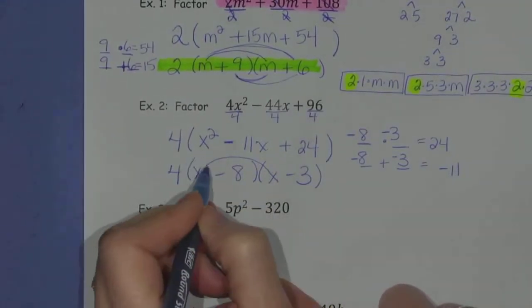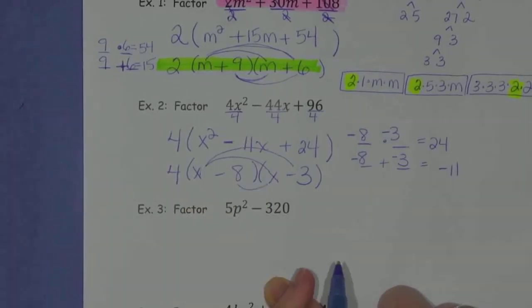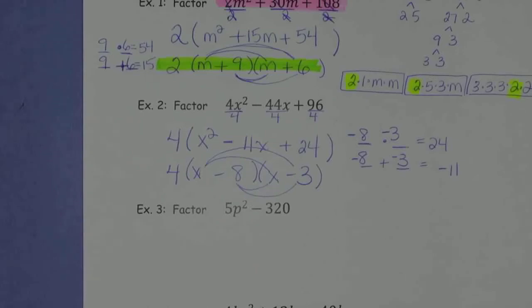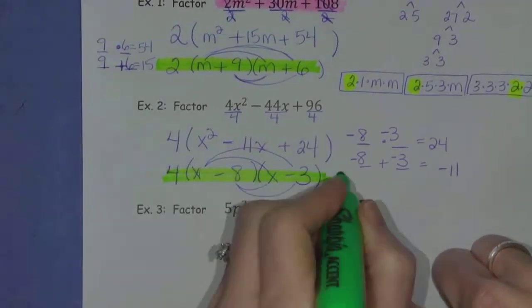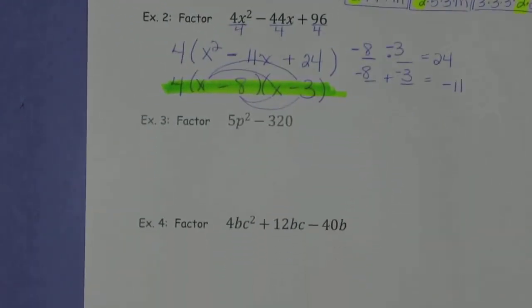We've got the x squared. Here's the negative 3x and the negative 8x, which adds to the middle, negative 11x. And here's my negative times my negative, giving me that 24 on the back. And so we've got it. There's our final factored answer. Okay, let's check out example 3.